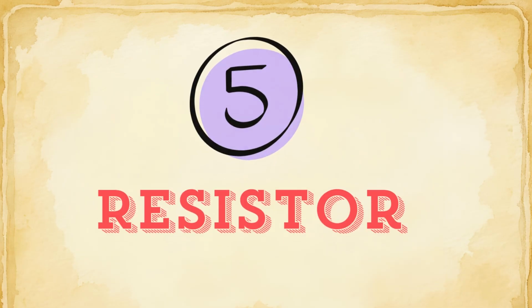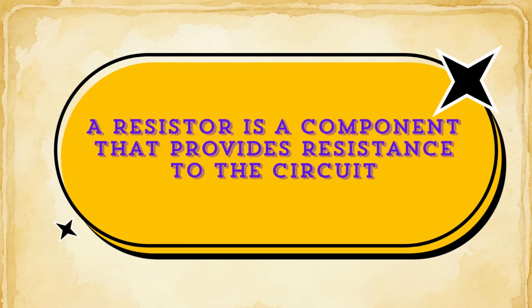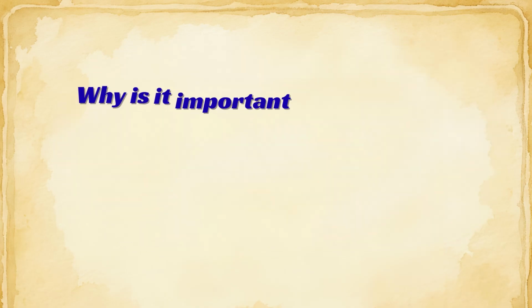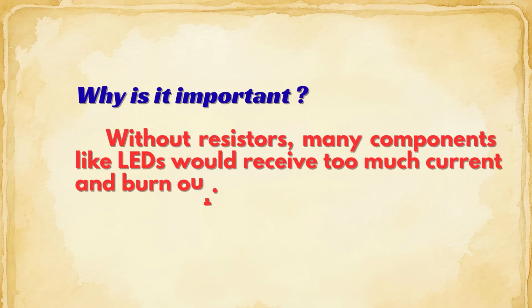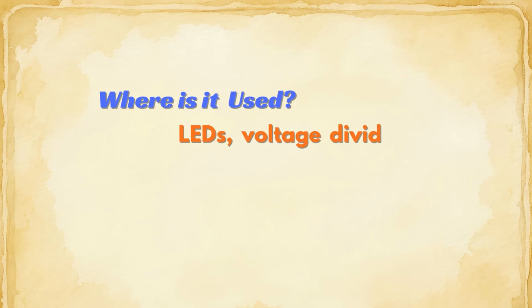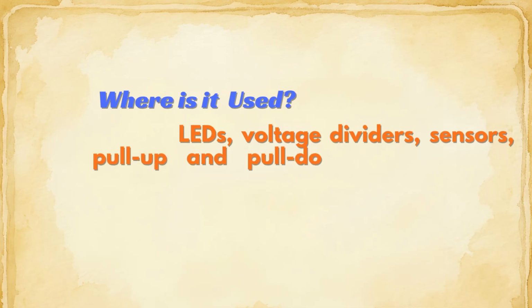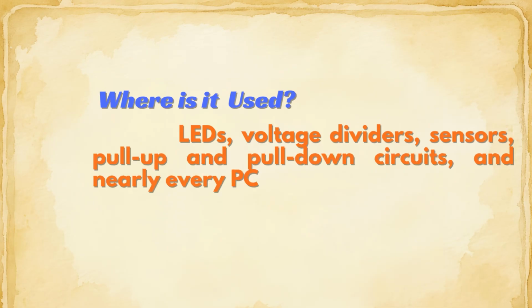Number 5. Resistor. A resistor is a component that provides resistance to the circuit. Why is it important? Without resistors, many components like LEDs would receive too much current and burn out. Where is it used? LEDs, voltage dividers, sensors, pull-up and pull-down circuits, and nearly every PCB contains resistors.